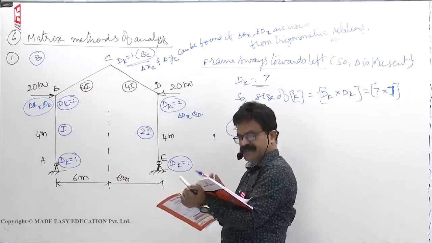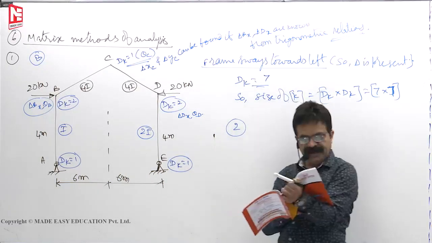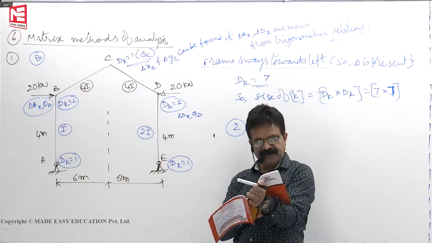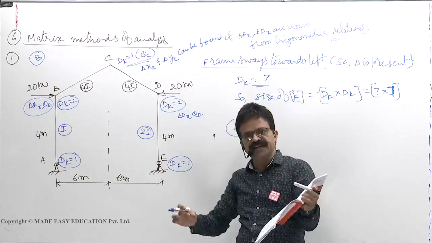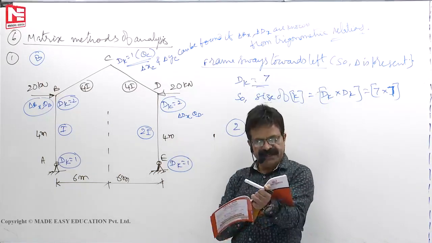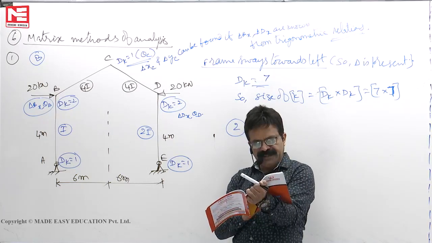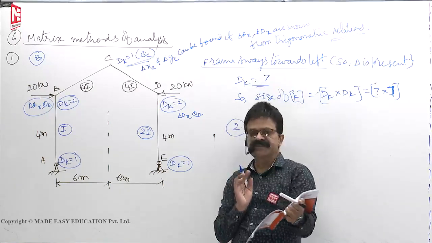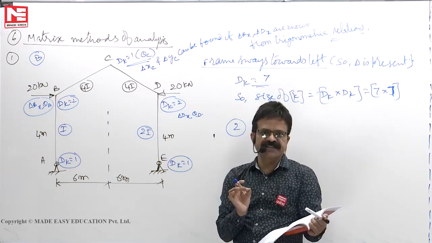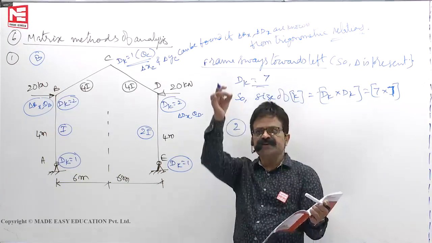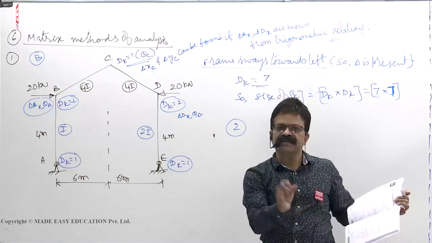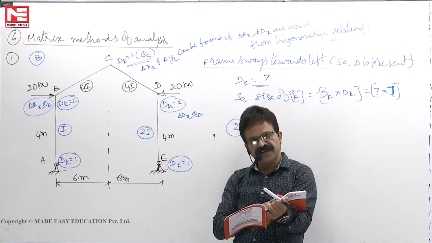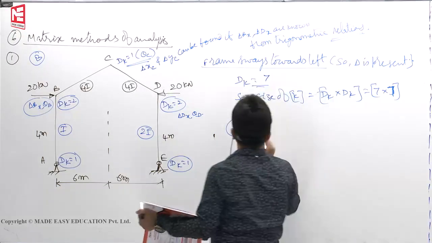Which one of the following statements is not correct? Flexibility matrix is a square matrix, symmetric matrix, correct. All elements of flexibility matrix must be positive, that is wrong. Only diagonal elements are positive, other elements can be negative also. Elements of flexibility matrix are displacements, correct? And can be computed only for stable structures, correct? If it is an unstable structure, when you apply unit load, large deflections will happen and you cannot find. Only thing is all elements of flexibility matrix must be positive is wrong. Only diagonal elements are positive.